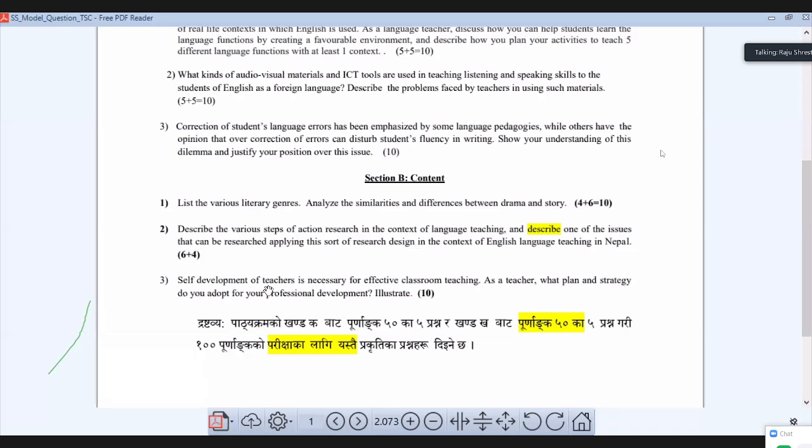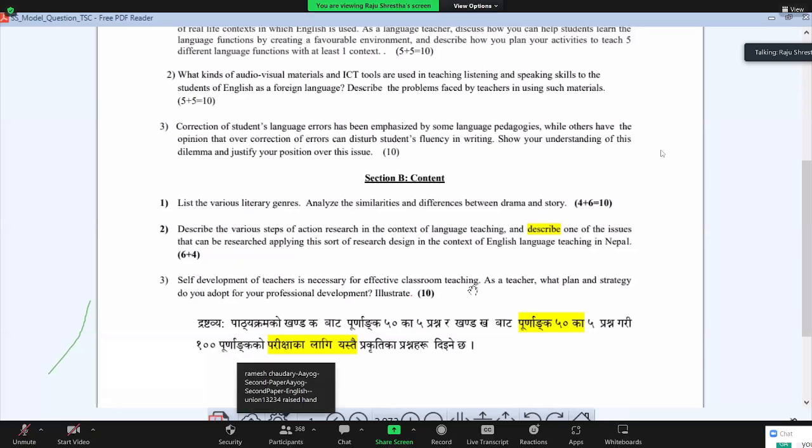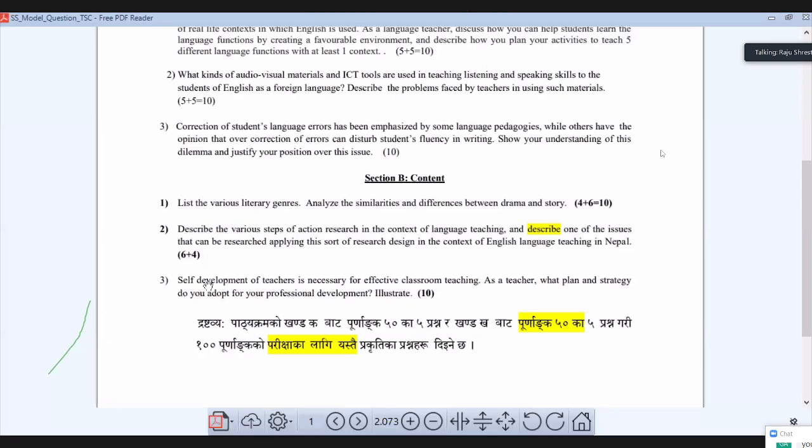And this question number 3 is very important: self-development of teachers is necessary for effective classroom teaching. Self-development means you have to do it yourself. So personal initiation, personal effort, and personally we engage in the process of searching, collecting, reading, updating, upgrading our professional knowledge and behavior. This is your self-development, not imposed, not supported, not guided by others, experts, trainers. As a teacher, what plan and strategy do you adopt for your professional development? You have continuous professional development, and second, action research. These things we discussed today. Thank you.